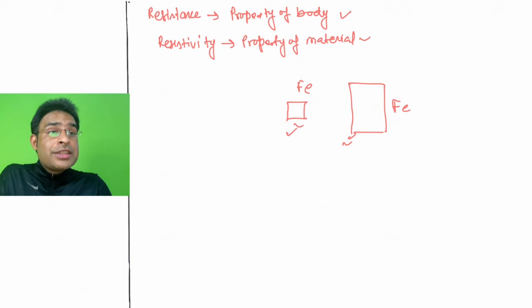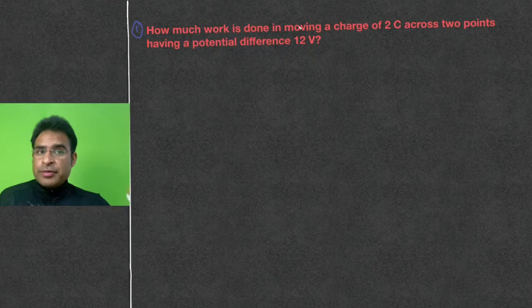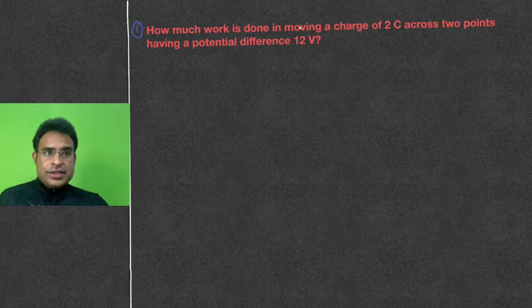And what is the single material? This is Fe and this one is also Fe. So this is the difference between resistance and resistivity. We have done 3-4 topics: first current, then voltage, then resistance. Now we are solving questions based on those formulas.